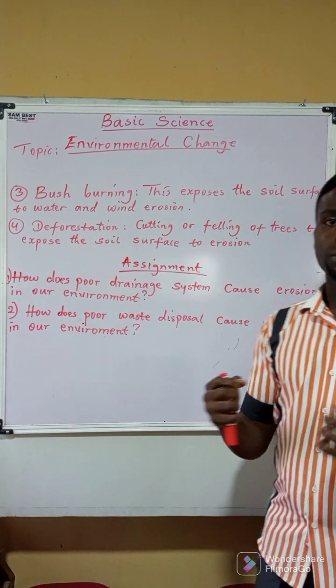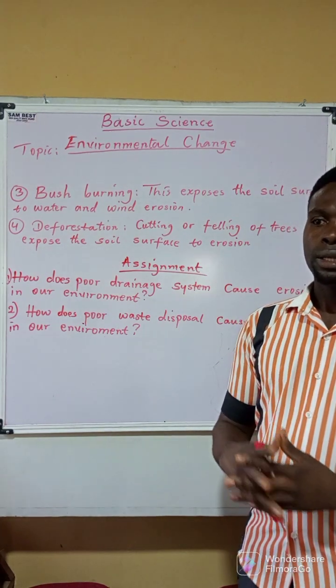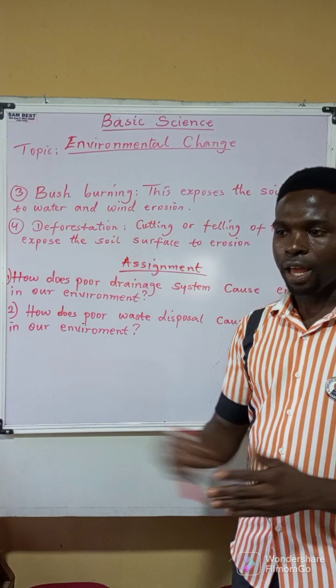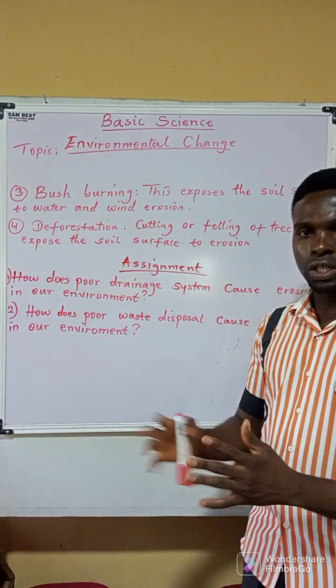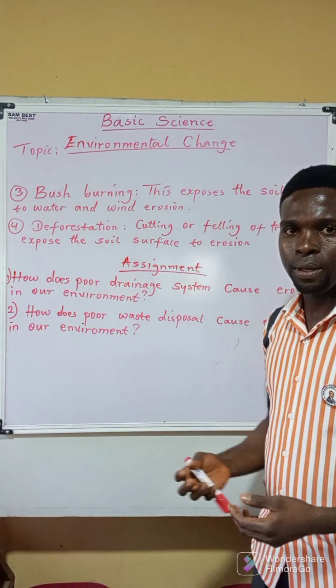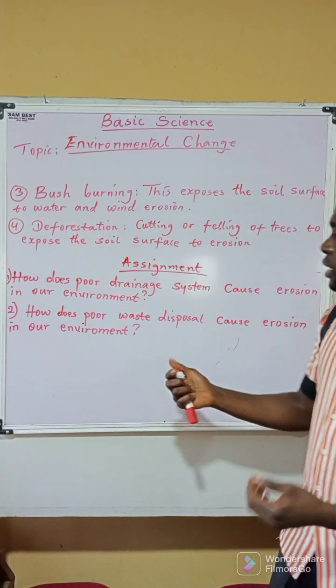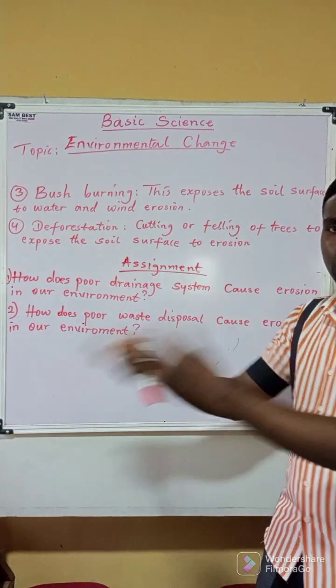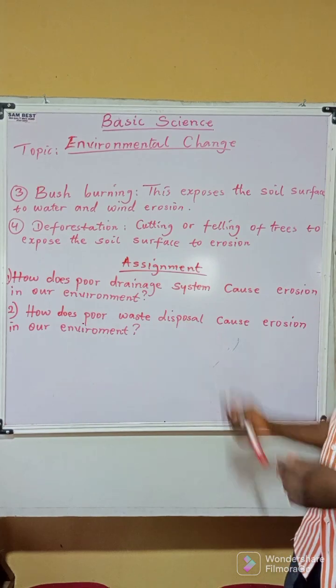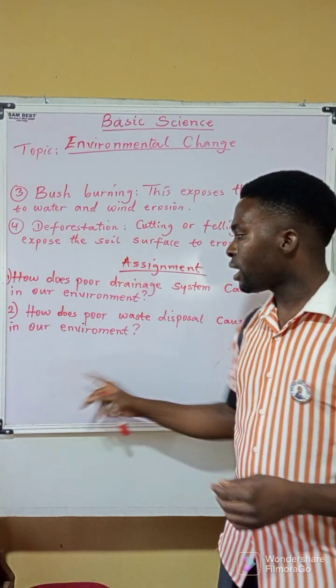The second assignment is, how does poor waste disposal cause erosion in our environment? Waste disposal is when we throw away the things we no more use in our homes, like your dustbin and all that. Those are waste. When you throw them away, you are disposing of them. So that is called waste disposal, when you throw away what you don't use anymore. Now, how does poor waste disposal cause erosion in our environment?